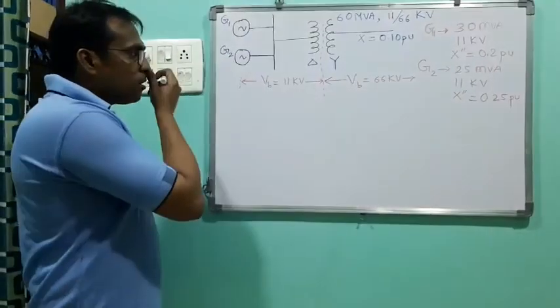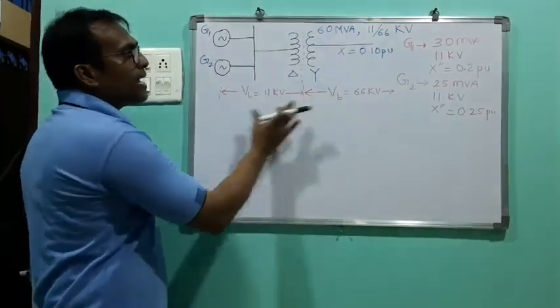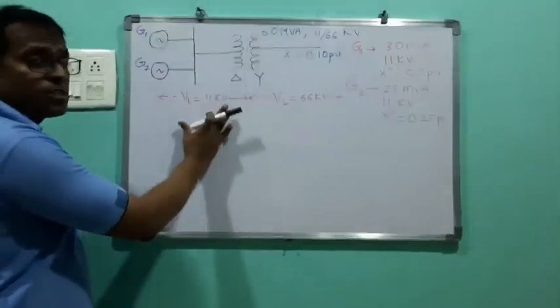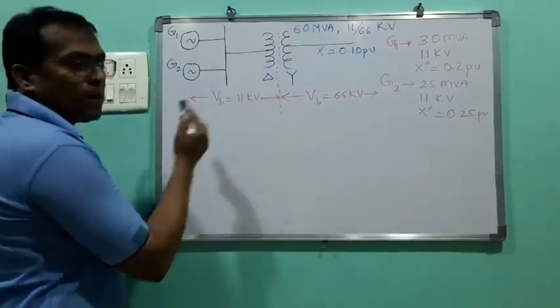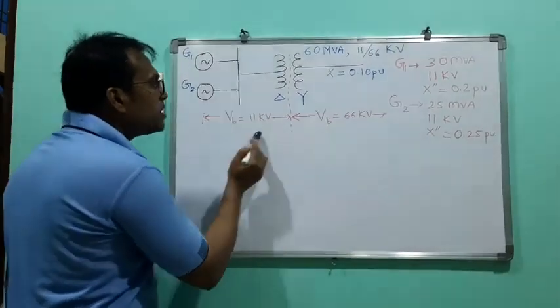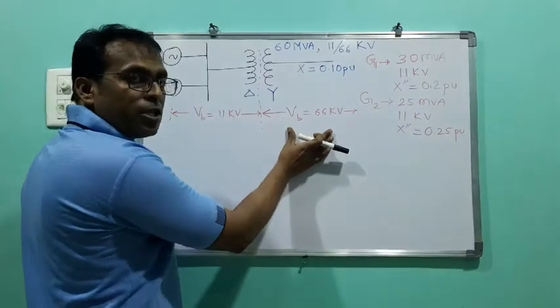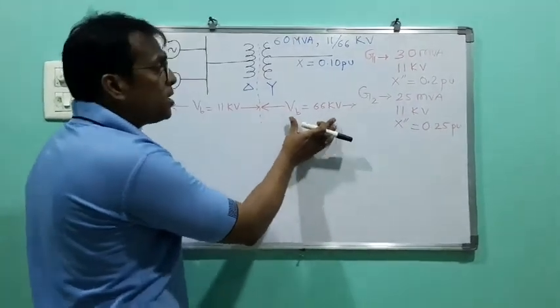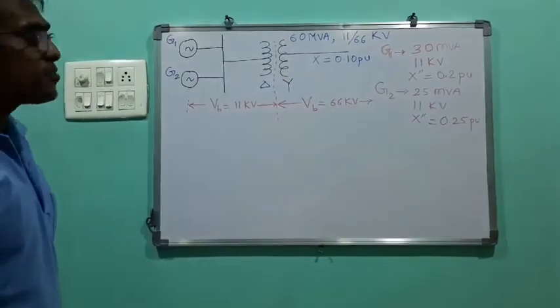Sections means how to start the numerical. You have to divide this particular single line diagram of the power system into sections. So I am dividing this power system into sections. This is section 1, for which I am considering VB as 11 kV. This is section 2, where I am considering the base voltage VB as 66 kV. So these are our base voltages.